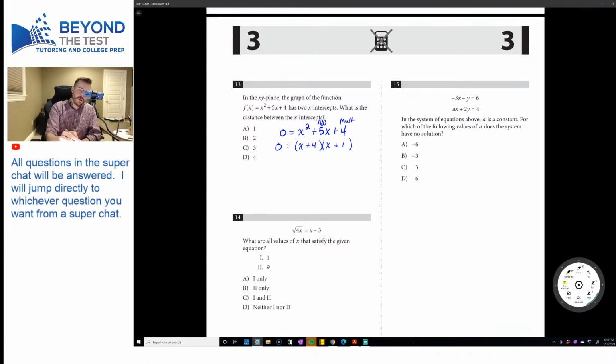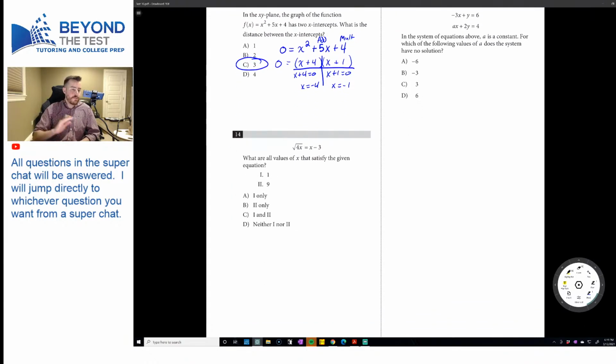So then to go ahead and get our x-intercepts, we just simply split this off and set each one of those equal to 0. So we'll get that x is negative 4 and x is negative 1. So what's the distance from negative 4 to negative 1? Well, that's simply just a distance of 3 here.